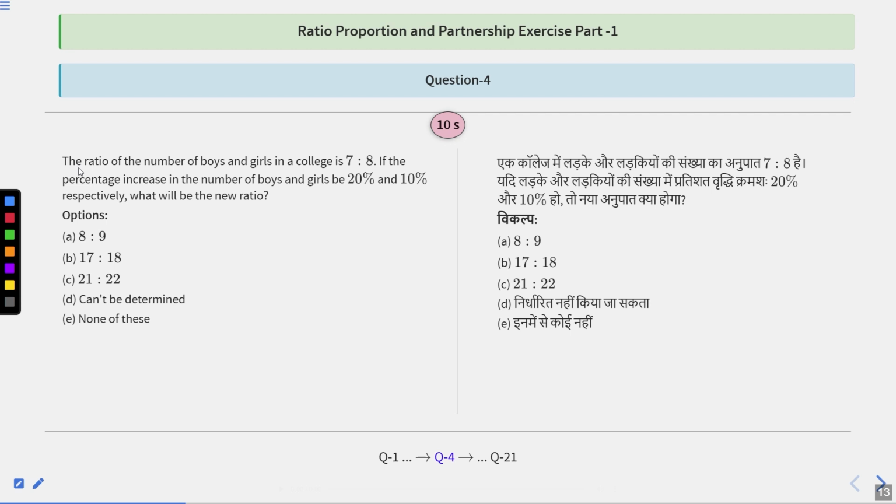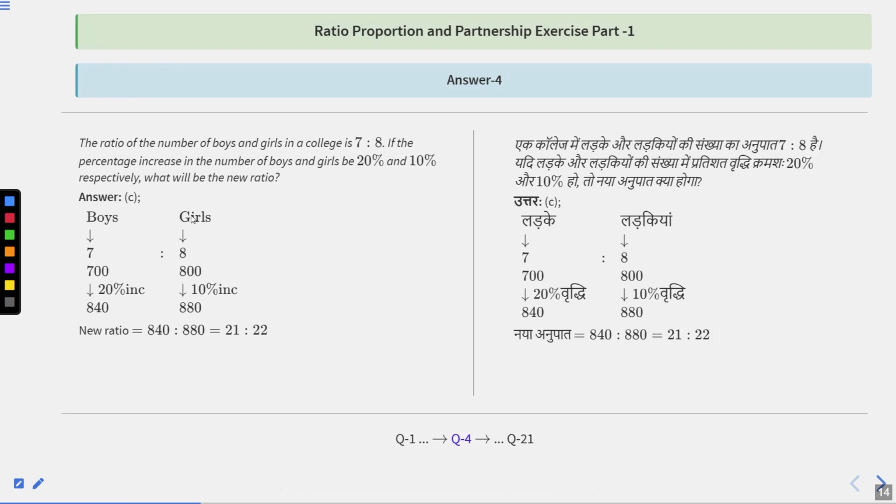Now, next question. The ratio of the number of boys and girls in a college is 7:8. If the percentage increase in the number of boys and girls is 20% and 10% respectively, what will be the new ratio? You have 5 options and 10 seconds to analyze the question. Your time starts now. Time's up. Let's see the solution.